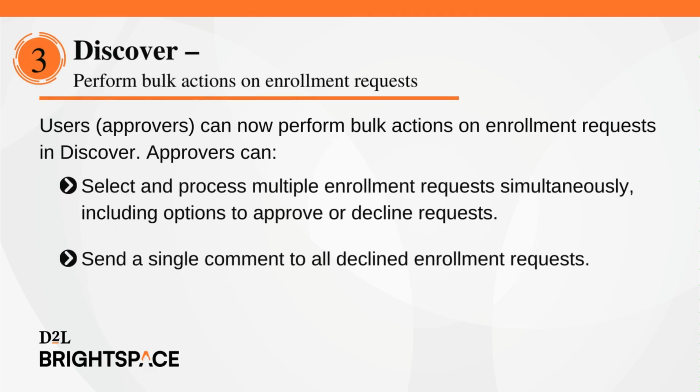Users with the appropriate role permissions, approvers, can now perform bulk actions on enrollment requests in Discover. Approvers can select and process multiple enrollment requests simultaneously, including options to approve or decline enrollment requests. When declining an enrollment request, approvers can also send a single comment to all users whose requests have been declined.